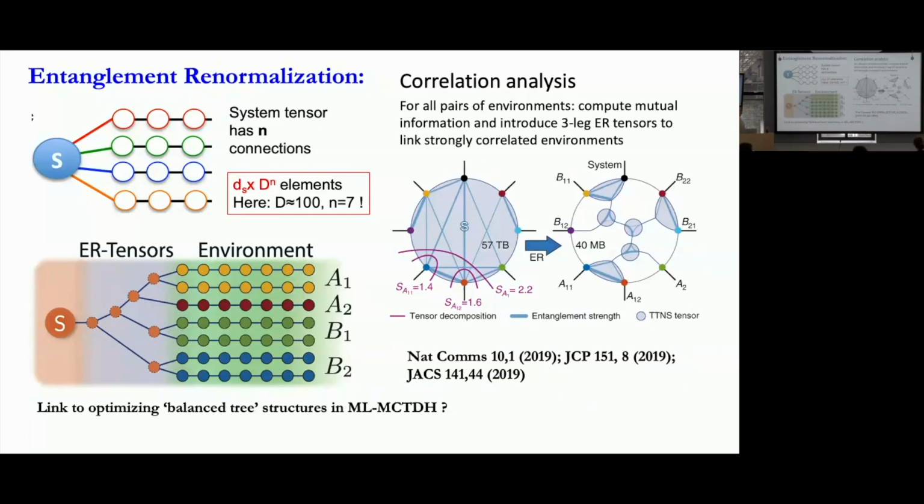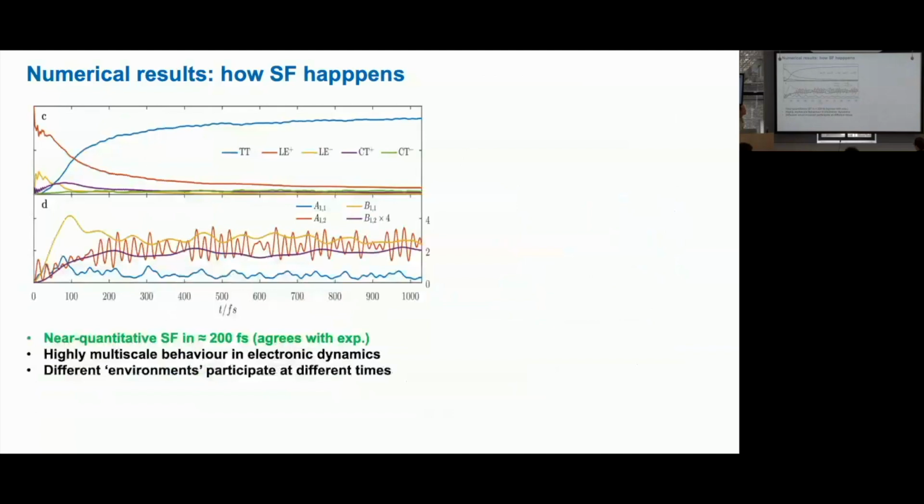Basically we now have a slightly different type of tree network with this extra layer here, which I'll just mention has some similarity to what's done in multi-layer time-dependent multi-configuration Hartree type approaches, but the exact connection is not necessarily clear to me. All right, so that's how the problem was tamed with this space of methods. Here are the results.